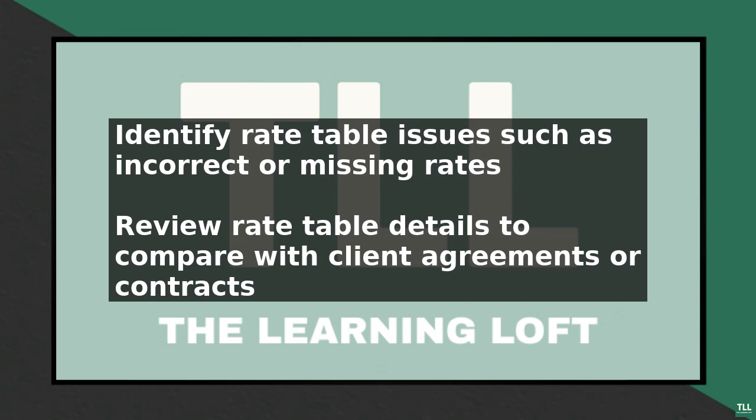To edit a rate table, navigate to the Rate Table section in Bill4Time. Select the rate table you want to modify, and click Edit. Make the necessary changes, such as updating rates or adding new services, and save the changes.